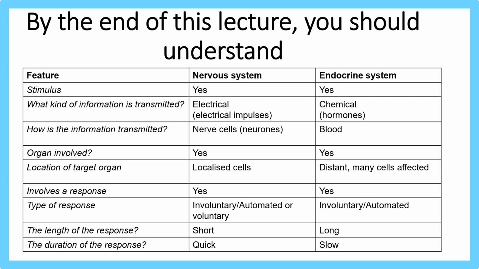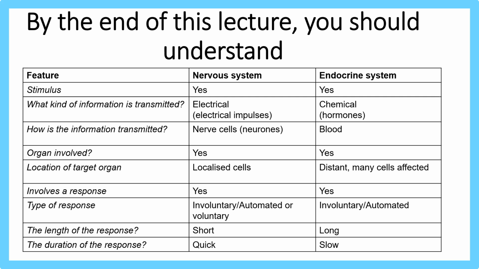So within the nervous system, the information is transmitted electrically across the neuron. The target is a localized cell, so it's from one cell to another, the nerves, so the neurons. The type of response is involuntary or automated, or it can be voluntary. The length of the response is short, and the duration or the time is quick.